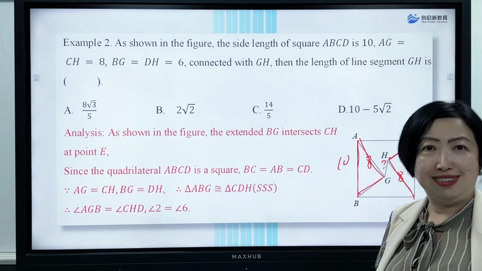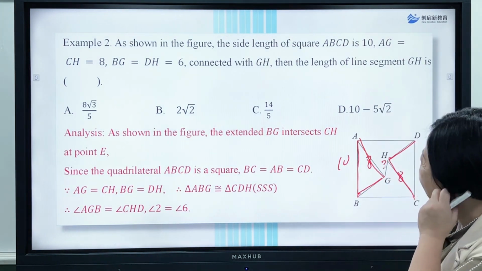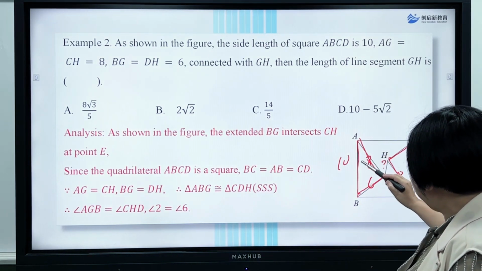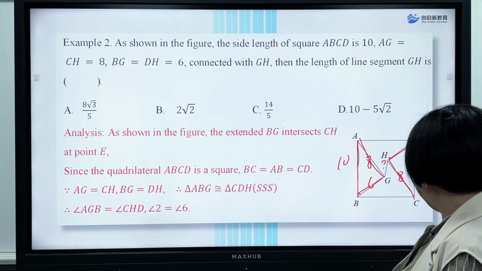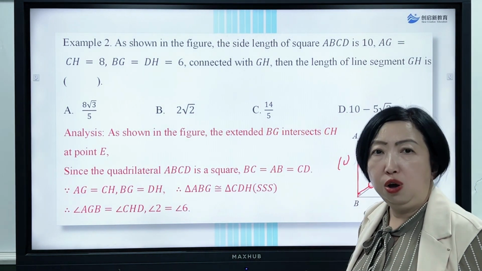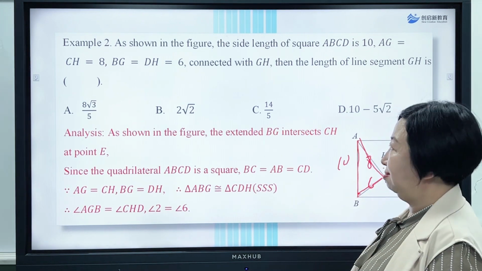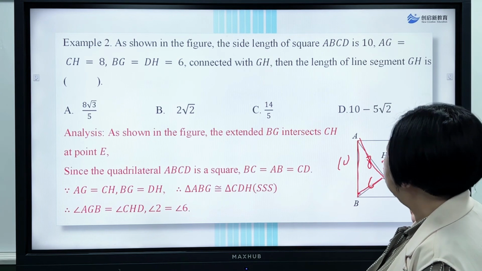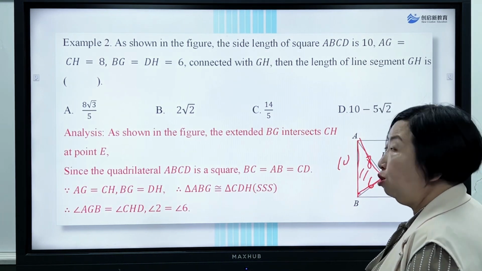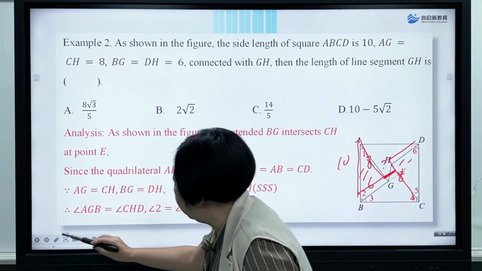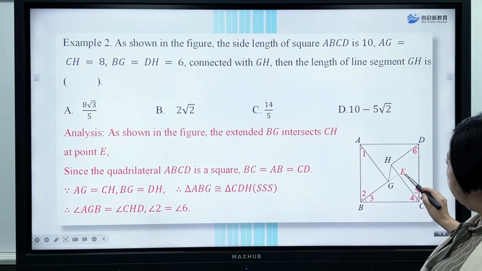Here we know 10, 8, 6. Of course, triangles ABG and CDH are both right triangles. And here, the two triangles are the same. So here we use a point E.